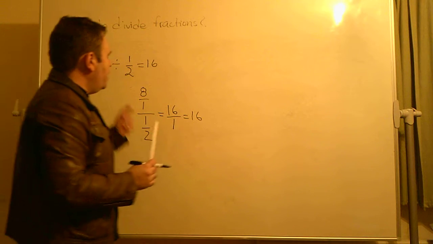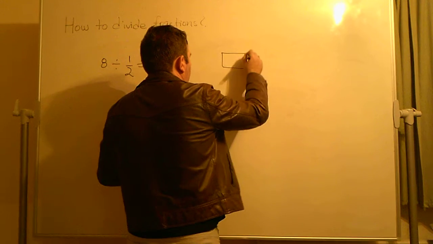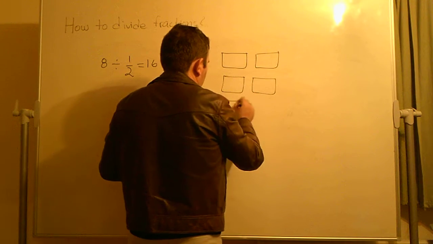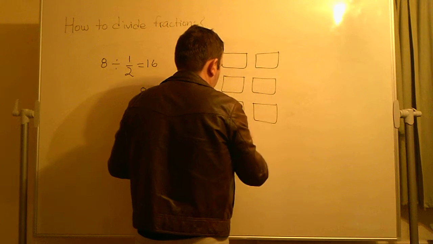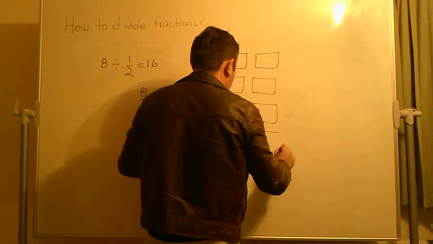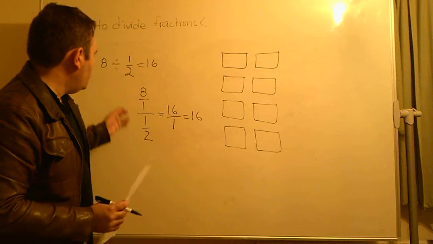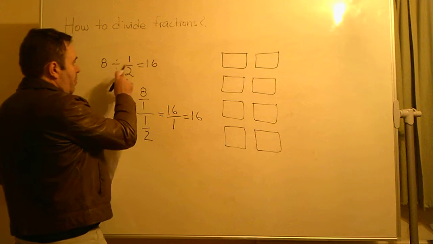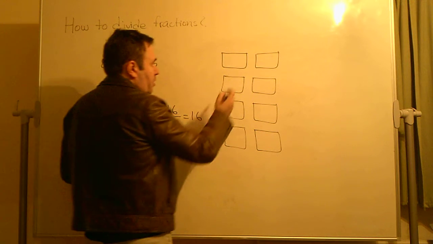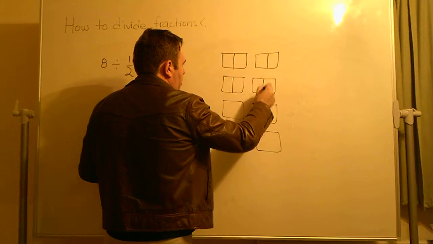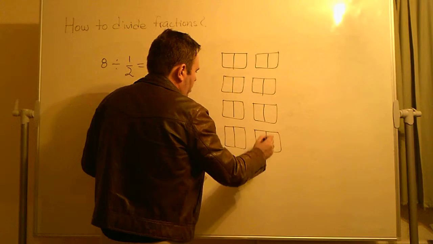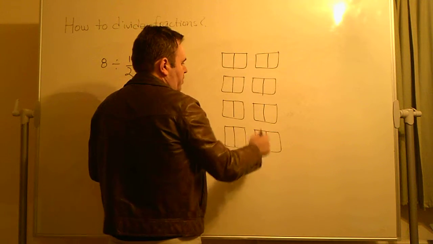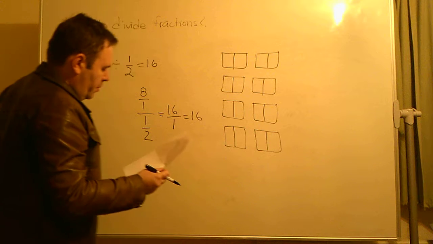What this means is, if we have 8 units, the reason why 8 divided by 1/2 is 16 is because if we have 8 units, like 8 cakes, and we split them up into halves, how many halves can we fit in 8 units? Well, 16. 1, 2, 3, 4, 5, up to 16. Okay?